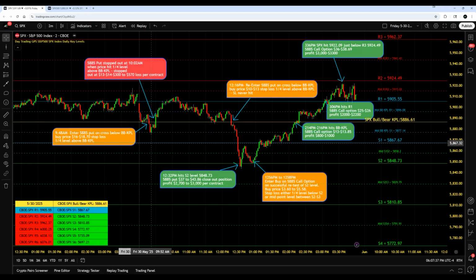However, it did not move down to here. So in this case, we did get stopped out at the 10:02 candle, where it did rise back above the quarter level. At this point, the low would have been 13, so you would have gotten stopped out somewhere between 13 and 14, and depending on where you bought between 16 and 18.70, your loss per contract would have been $300 to $570.